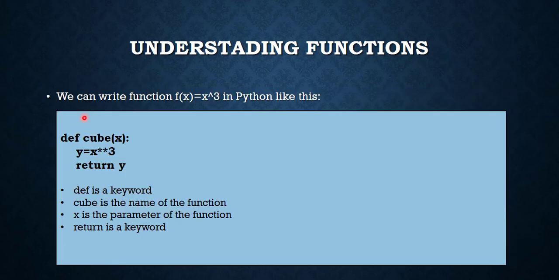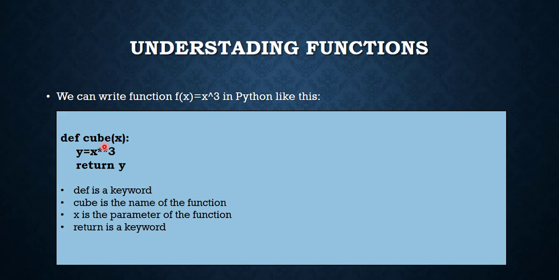Here we have written the function that we discussed earlier in Python. Let us look at the various components of this function. So this function starts with a keyword def. This keyword shows that it is the starting of the function. After the def keyword, we have cube. Cube is the name of the function.